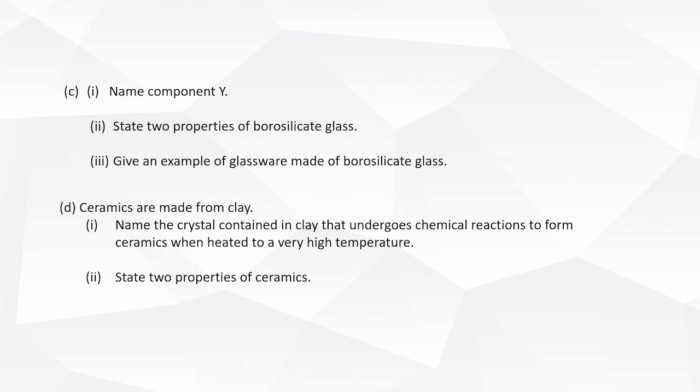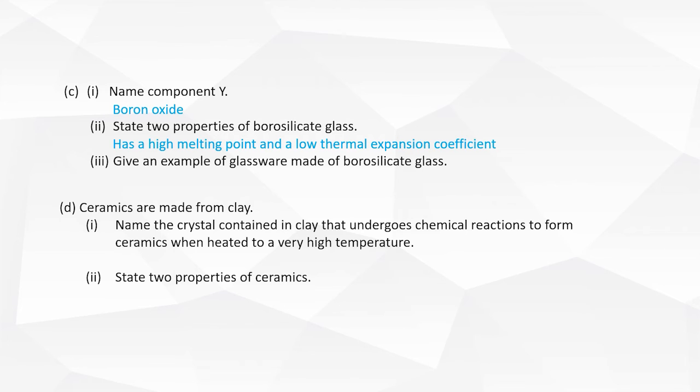Let us proceed to question C. C1. Name component Y. So, Y is boron oxide and also can be aluminum oxide. Next, C2. State 2 properties of borosilicate glass. The answer is it has a high melting point and a low thermal expansion coefficient. Hence, this glassware does not crack easily upon temperature change because of its low thermal expansion coefficient. So, it is useful in many applications, mostly involving temperature changes.